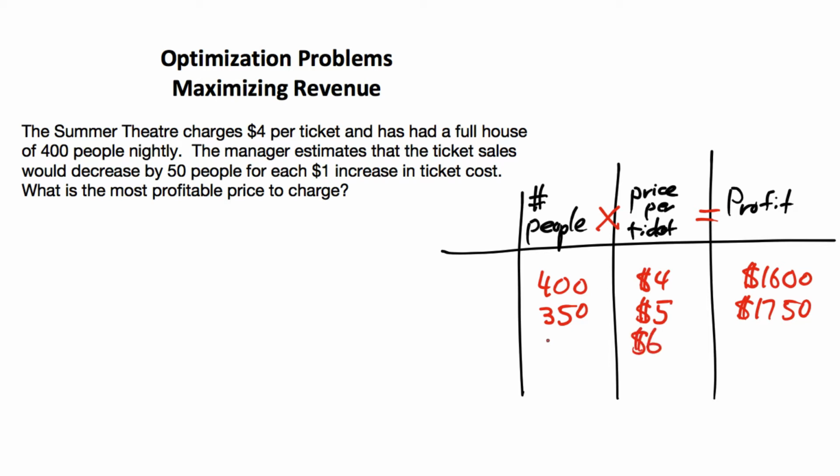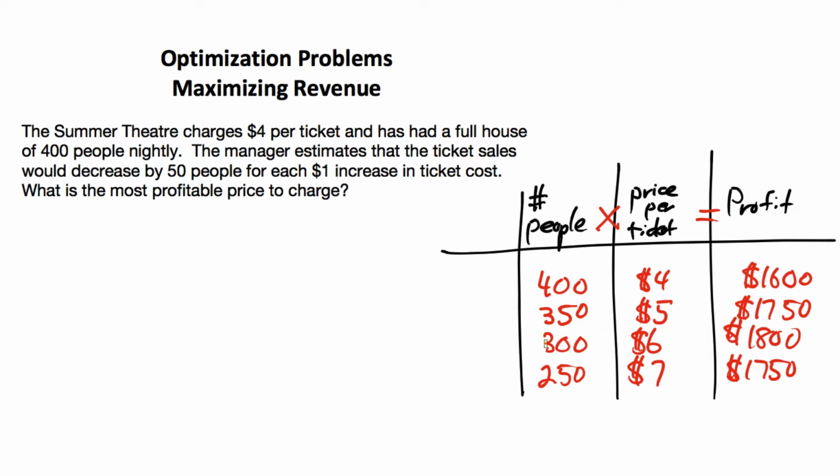Let's just keep dabbling in this question. If we raise the price another $1, 50 fewer people show up. So 300 times $6 per ticket would be $1,800. We've again made more money. Let's keep going and see what happens. Raise the price by $1, $7, 50 fewer people. If you multiply 250 by 7, you're getting $1,750. So we've suddenly started making a little bit less money again.